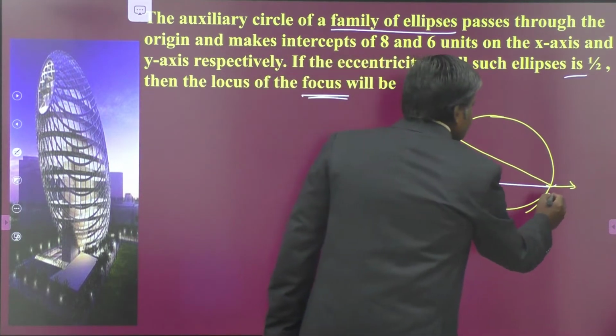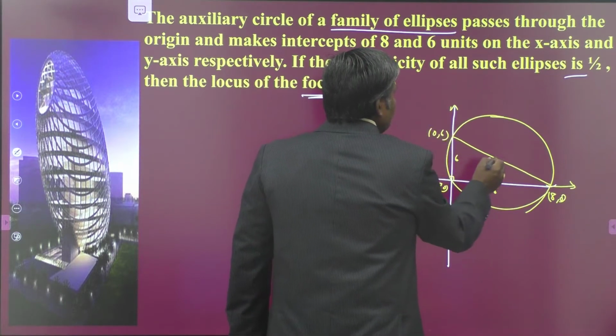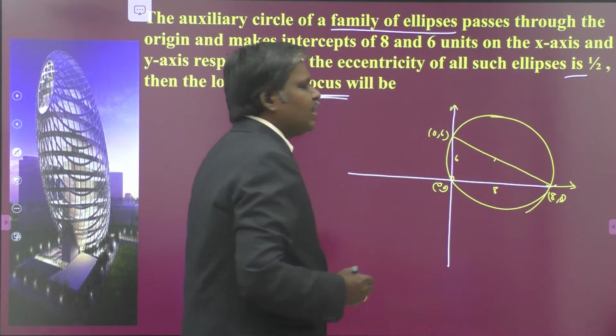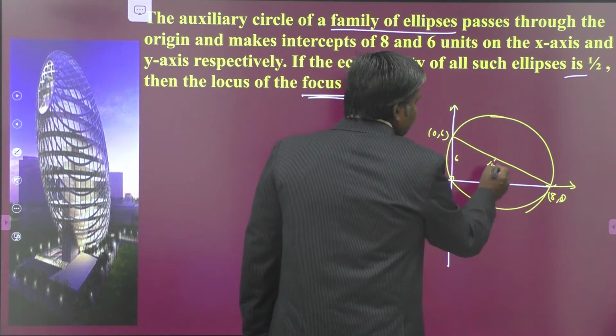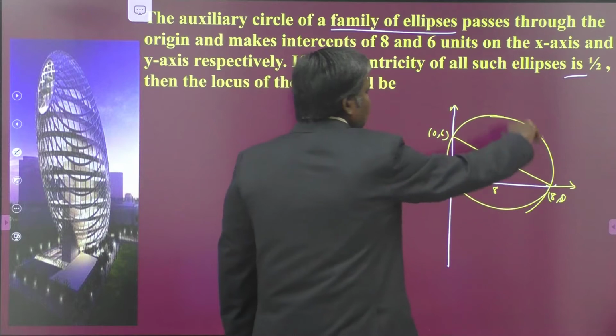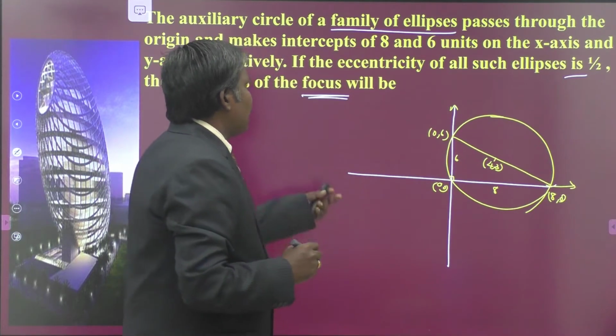So what are the coordinates of this one? 8, 0. This is 0, 6. So clearly its midpoint is the center of your circle. What is the center? 4, 3 is your center of the circle. This is the auxiliary circle for any of the ellipse, a family of ellipse.